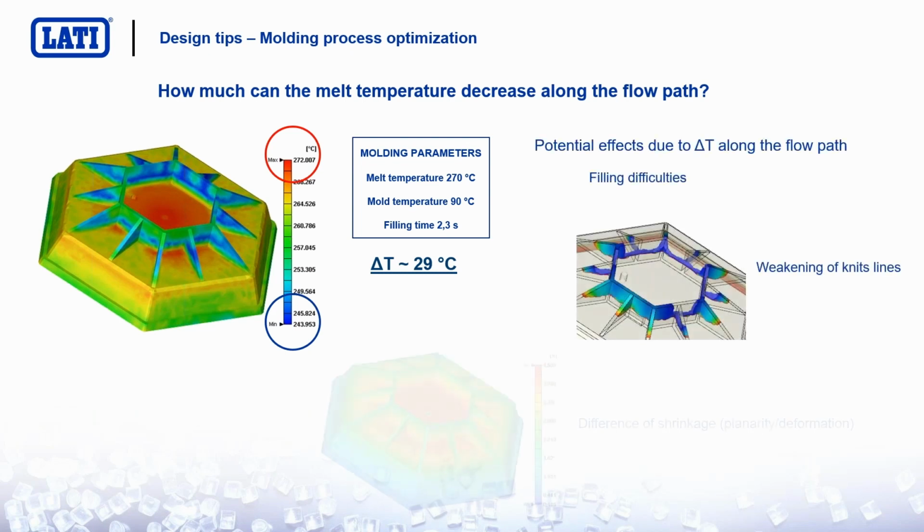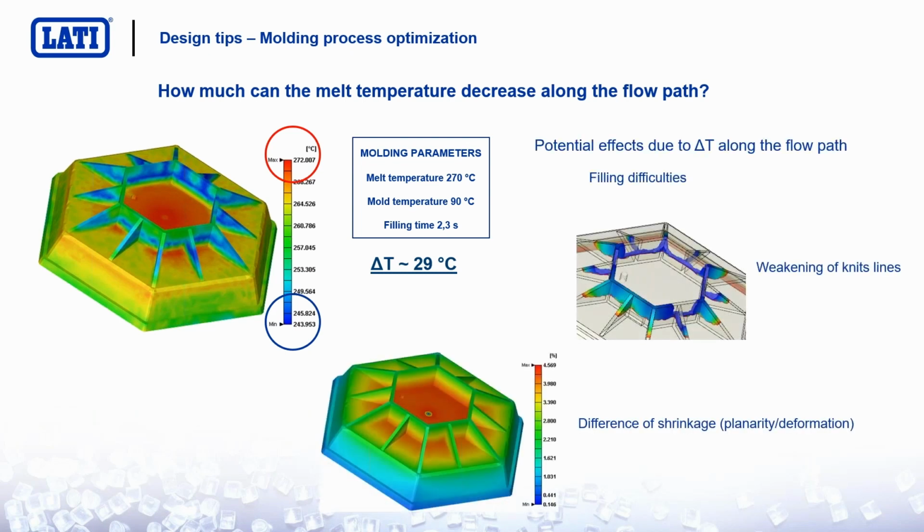This may lead to different effects during molding. The first one is filling difficulties. Indeed, if the melt temperature decreases significantly, we may have some difficulties to reach the farthest area of the mold or to fill the thinnest sections.